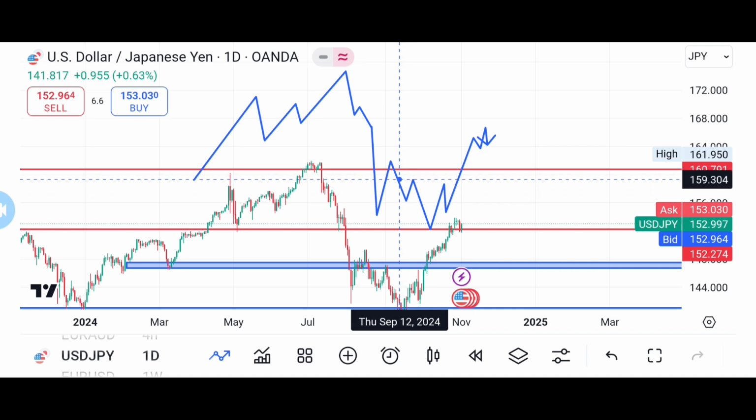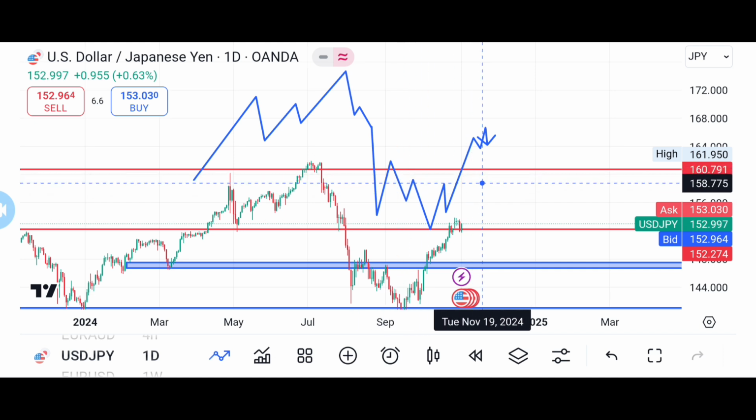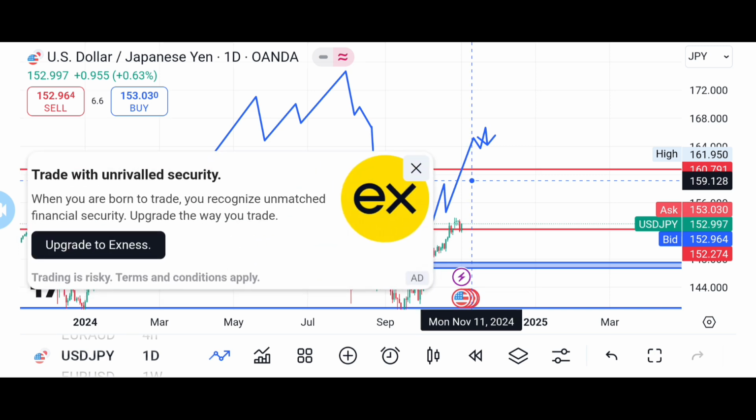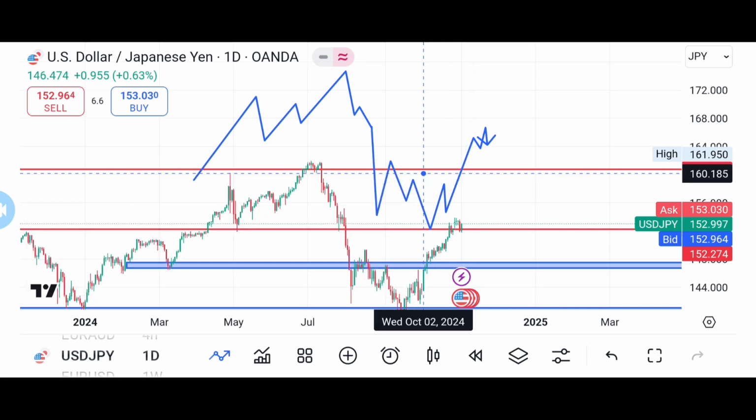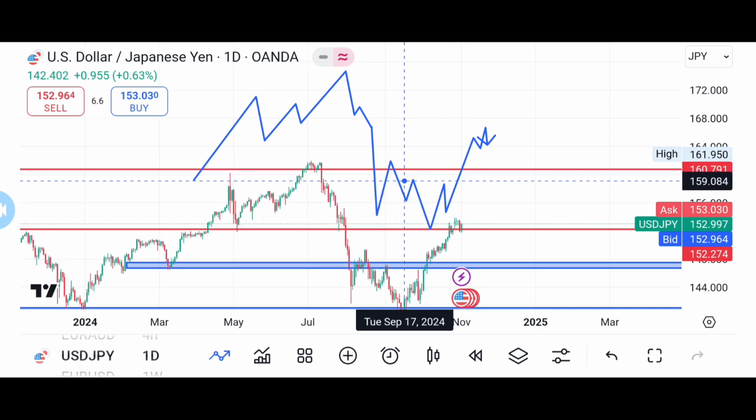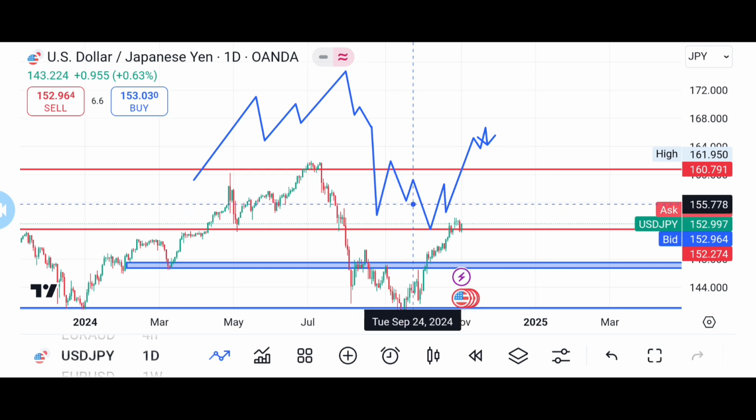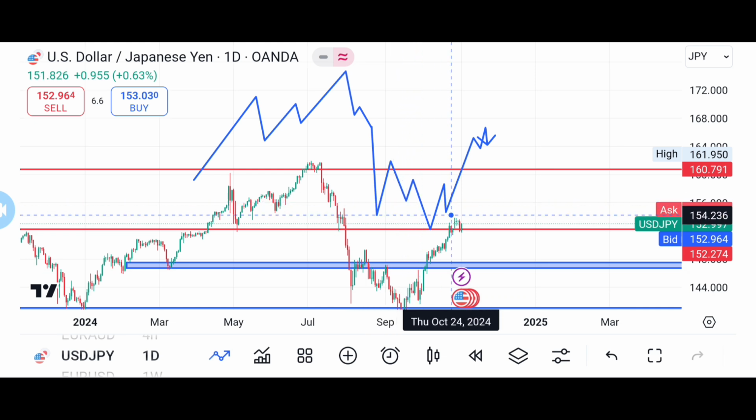And then we had a shift of market structure here again, bullish. Shift of market structure, bullish. Are we together? Shift of market structure, bullish here. And if you can see clearly, we had what? We had an inverse head and shoulder.